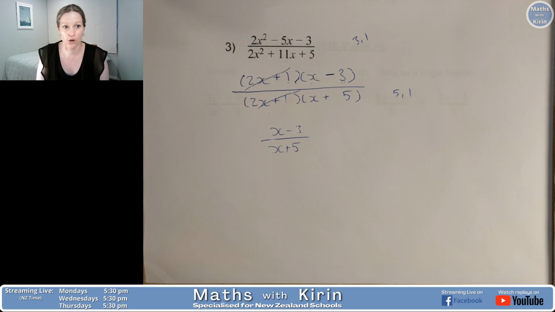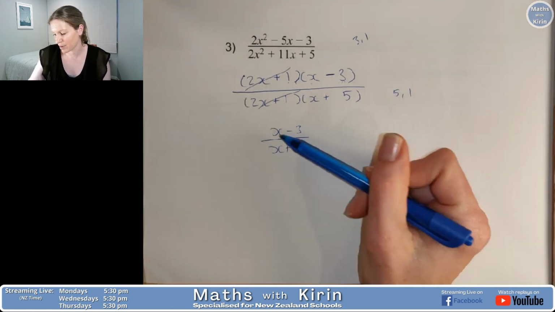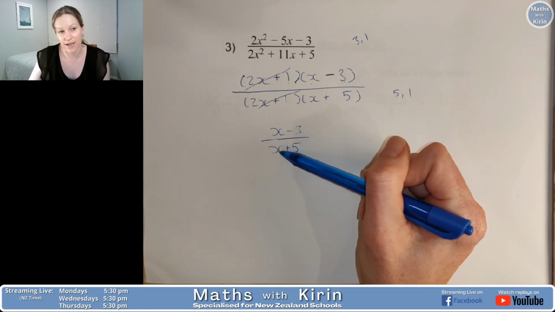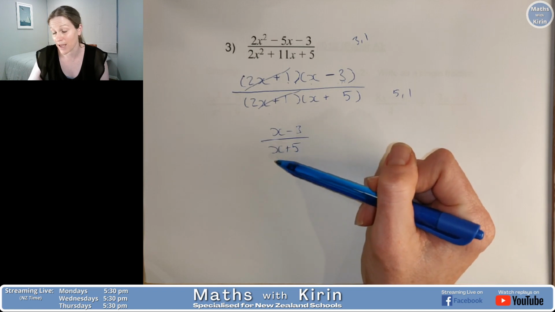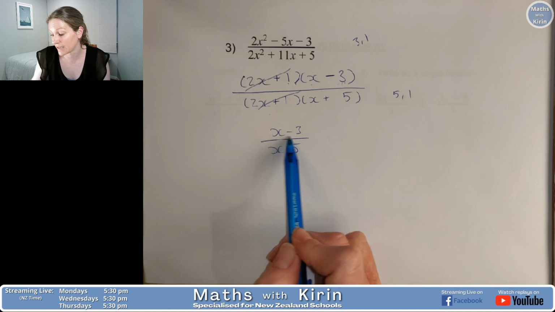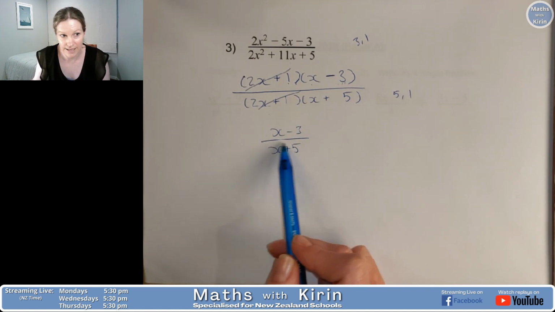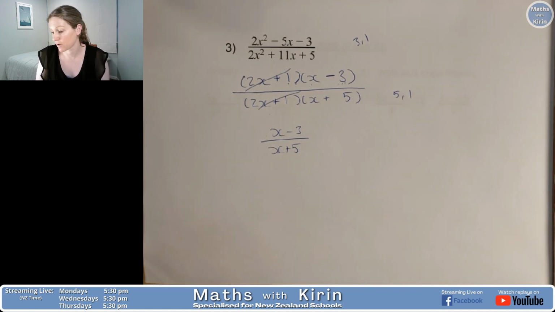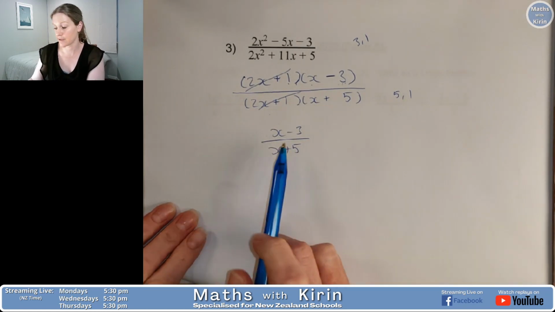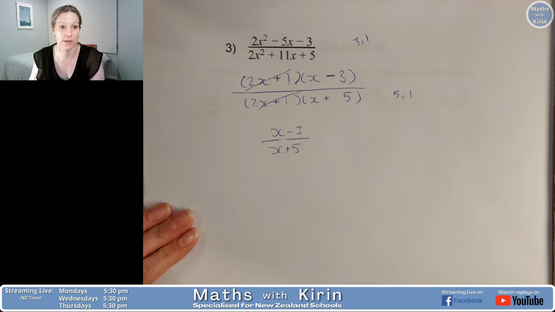Okay, no more common factors. Temptation exists for some people to cancel out these x's because you've got an x at the top and the bottom. These x's are not factors. They're not multiplying anything, so they're not factors. That means that you can't cancel them. So we need to leave it with x minus 3 and x plus 5. Okay, we found our factors when we factorized. X's are not factors in this stage because they're not multiplying.